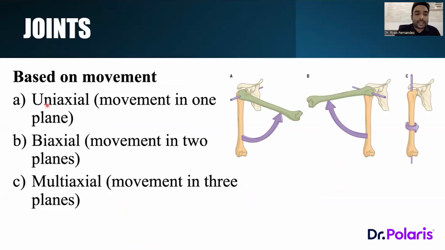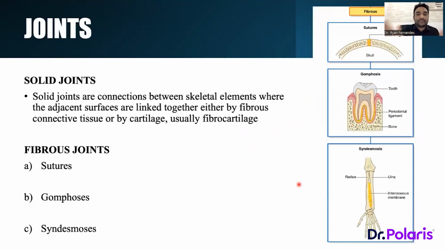It can be uniaxial, biaxial, and multiaxial. Again, from the name itself, you know that uniaxial is movement only in one plane, biaxial is movement in 2 planes, and multiaxial is movement in 3 planes. So that is about the synovial joint. That's all about synovial joint that you should know, and we have completed it.